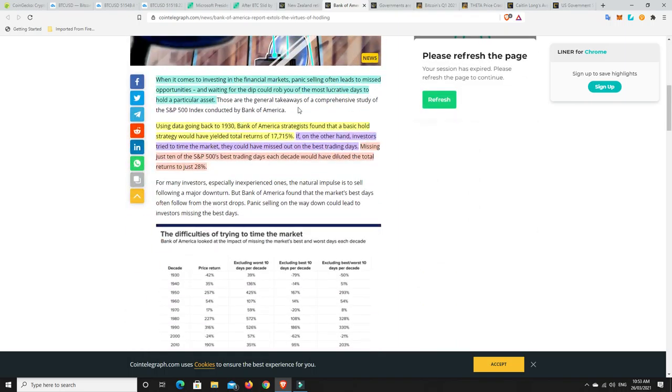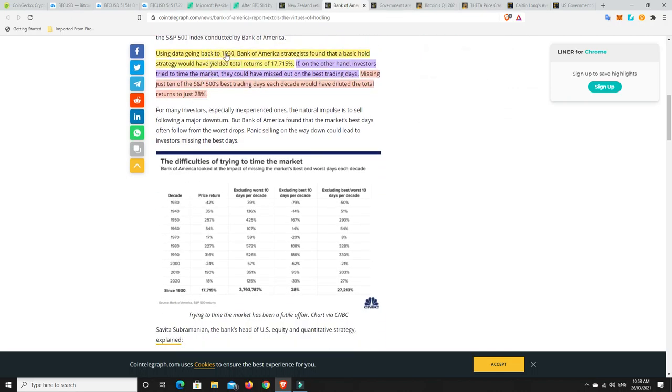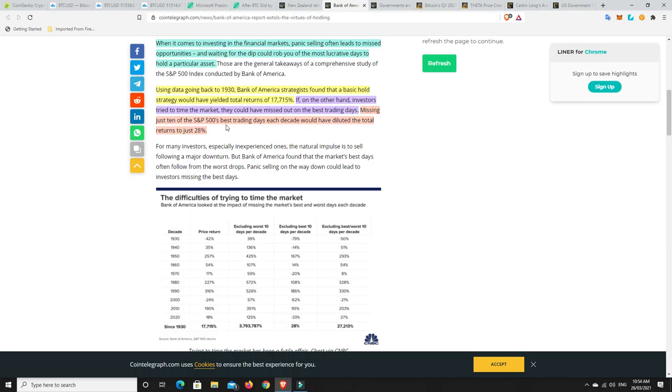When it comes to investing in the financial markets, panic selling often leads to missed opportunities, and waiting for the dip could rob you of the most lucrative days to hold a particular asset. Using data going back to the 1930s, Bank of America strategists found that a basic hold strategy would have yielded returns of 17,000, nearly 18,000%. If, on the other hand, investors tried to time the market, they could have missed out on the best trading days. Missing just 10 of the S&P 500's best trading days each decade would have diluted the total returns to just 28%. So there you go.